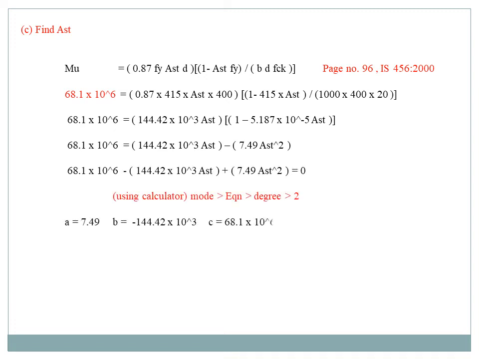Now we can apply the moment value 68.1 into 10 power 6, then 0.87 into FY. FY is given in our question 4 and 5. Then AST is the unknown, because in this step we need to find the AST value. Then D is equal to 400 mm, which we already found. Then 1 minus AST into FY. Then B is equal to 1000 mm. We already know that B is equal to 1 meter.